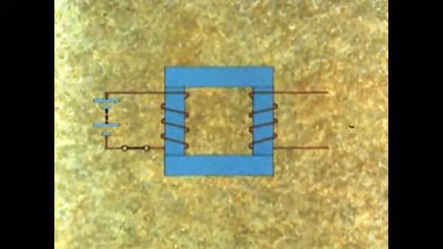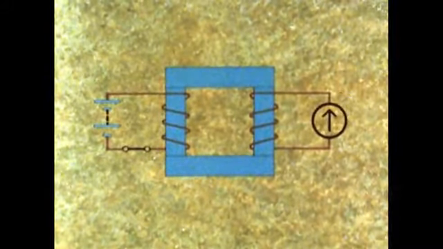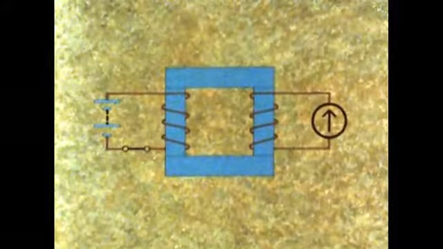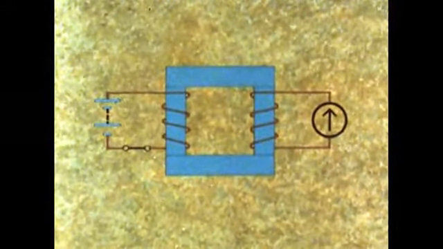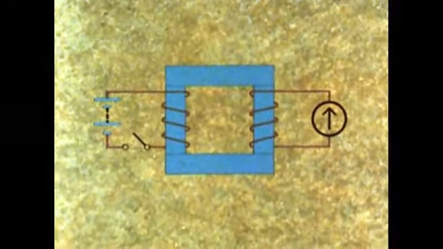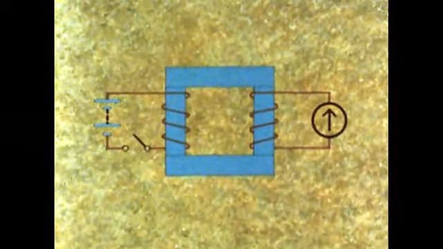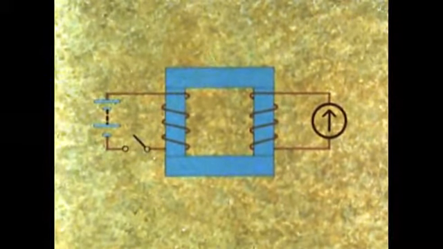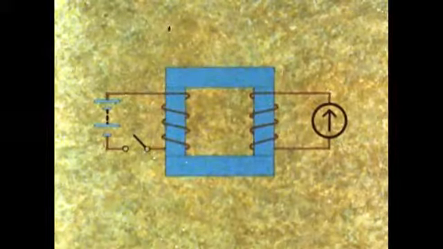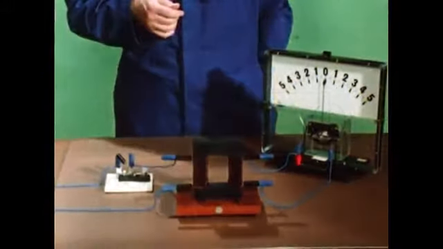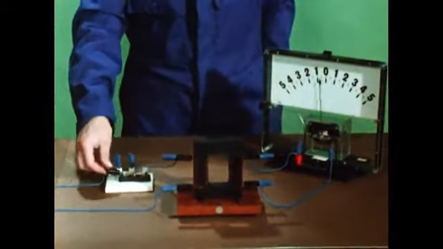And to the other one, we'll connect a current measuring instrument. We now know that if the current changes in the first coil, as at switch-off, say, there would be a self-induced e.m.f. in the coil opposing the change. But what do you think would happen in the other coil, if anything?